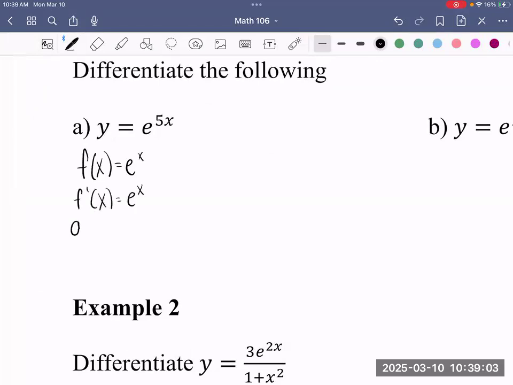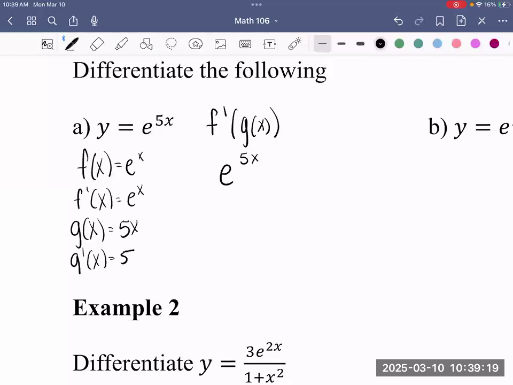It's just itself. g of x is your exponent, and g prime of x is 5. So when we put it all together, keep in mind we have the derivative of the outside, keep the inside the same. So that would be e to the 5x, that is itself, times now the derivative of g of x, that would just be your 5 here. So again, we're left with 5e to the 5x.